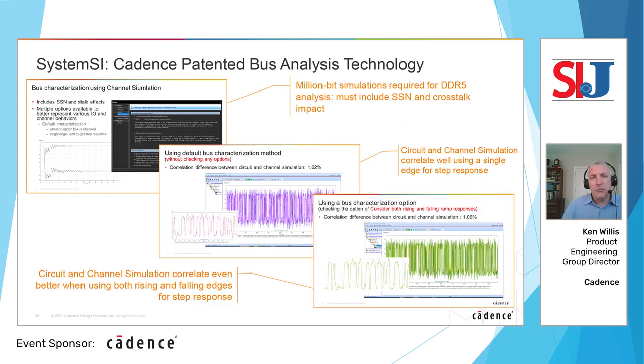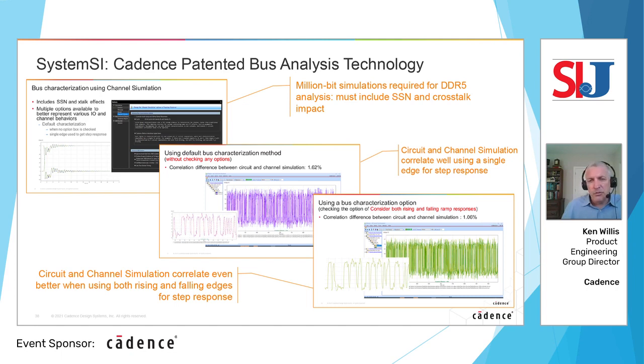Adapting channel simulation to the parallel bus problem has some significant challenges. In this case, we have million-bit simulations that need to be evaluated in order to predict bit error rate. These need to include SSN and crosstalk impact. In applying channel simulation to these types of interfaces, you have to consider how closely it correlates to traditional circuit simulation behavior, especially when you have asymmetric drivers as you do in some DDR interfaces.